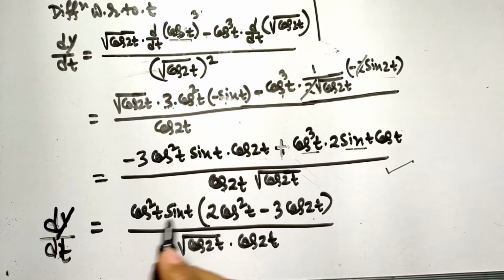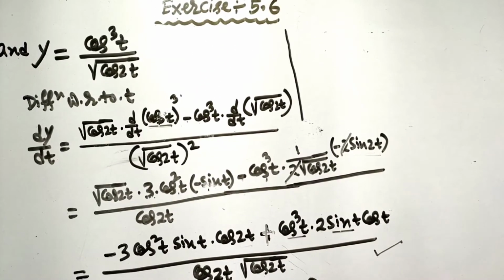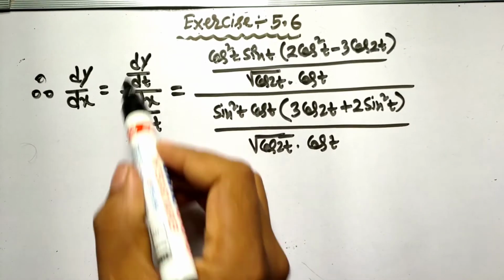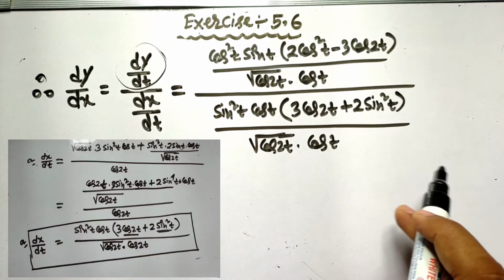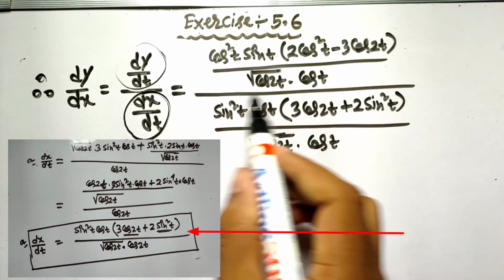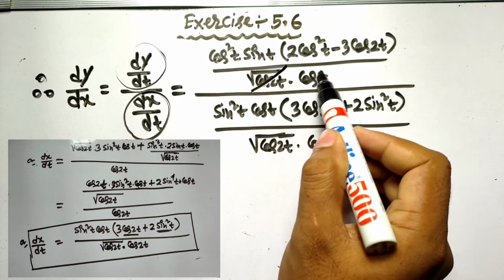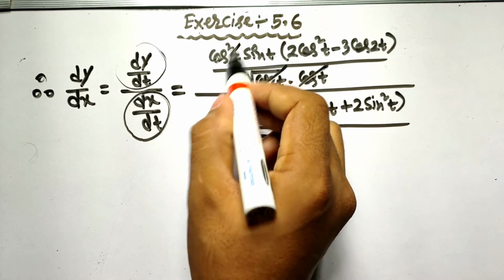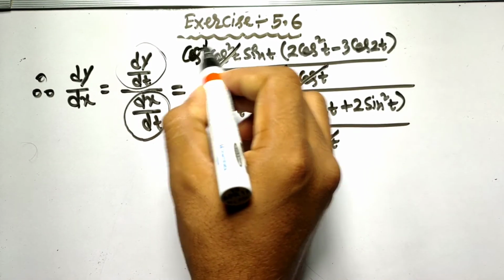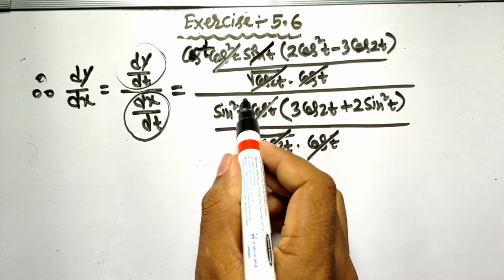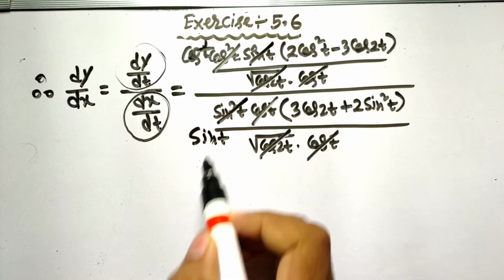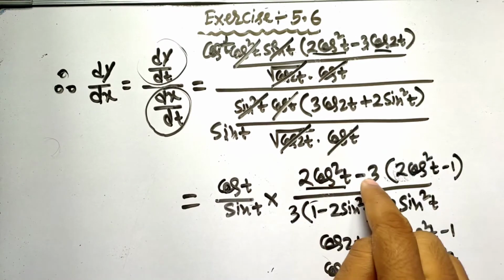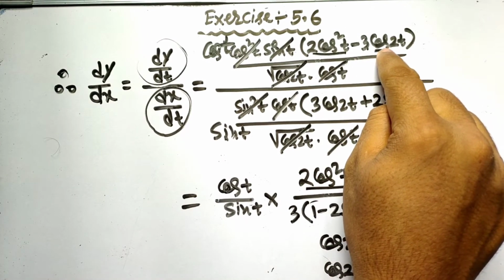Now you have to find dy dx. Now substitute the value of dy dt in the numerator and the value of dx dt in the denominator. So you can cancel this and this. Next, this cos t will cancel with this cos t, and this sin t will cancel with this sin square t, that is sin t. So the next line is cos t by sin t into 2 cos square t minus 3 into cos 2t.